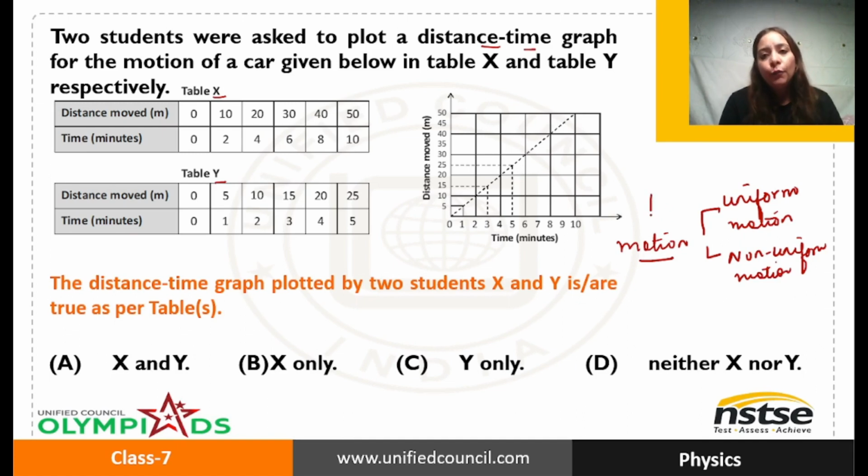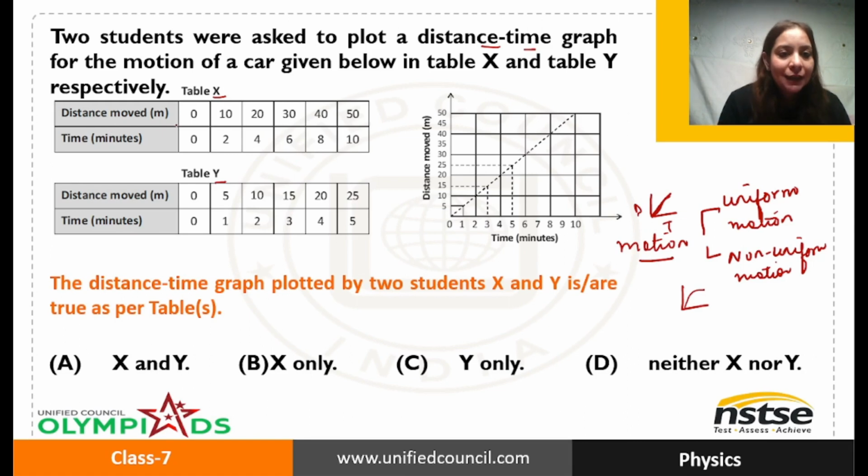For uniform motion, the graph is a straight line because the body is covering equal distance in equal intervals of time. Non-uniform motion is when the body is covering unequal distance in equal intervals of time, and for that the graph is parabolic, not a straight line. Now here we have two sets of data. Let's make out whether the data is in accordance with uniform motion or non-uniform motion.